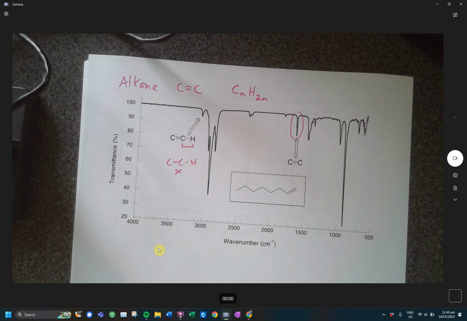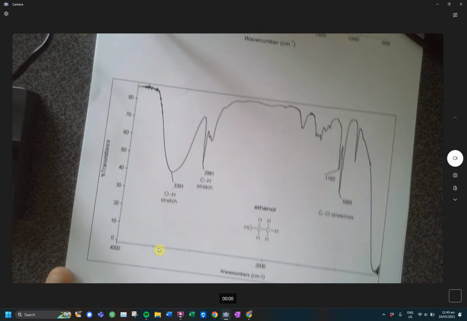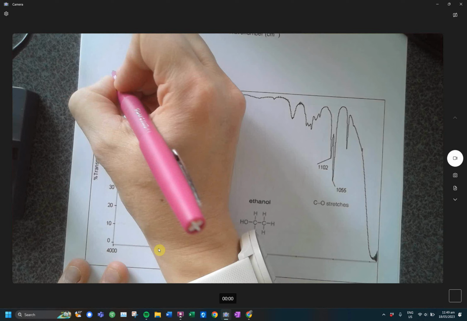So that's the hint to find that guy. So basically, I'd be looking to see if that's the ratio. So that one, unfortunately, is a very bad example to start with. But that's what an alkene looks like. All right. The second one that I have here is an alcohol.